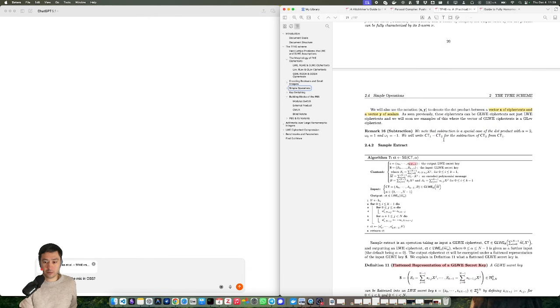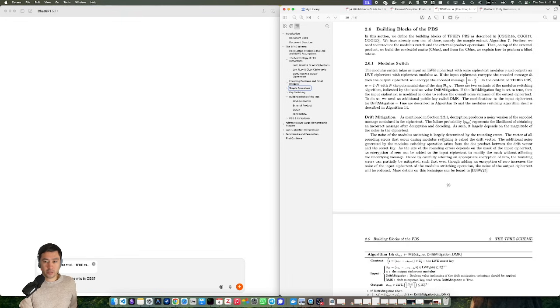All right, let's go back to what we were looking at before we went to the sample extracts. But it was kind of weird. Model switch, external product operations. I guess these are things we really didn't look at at all. And the CMUX we just looked at. We fast forward.